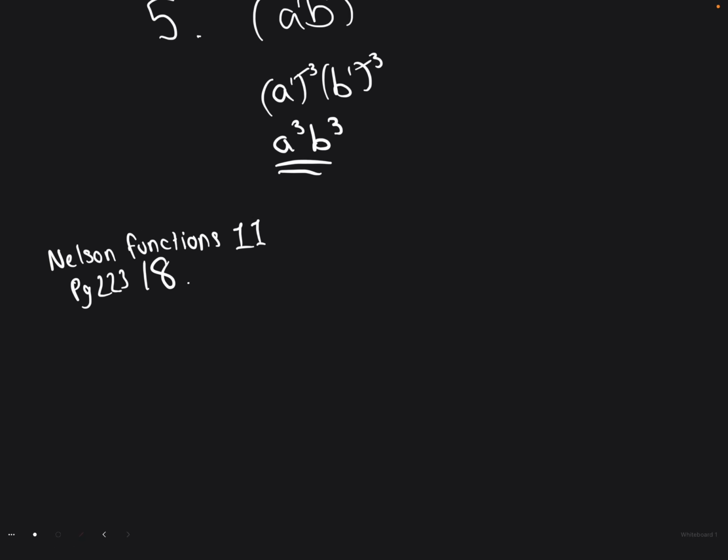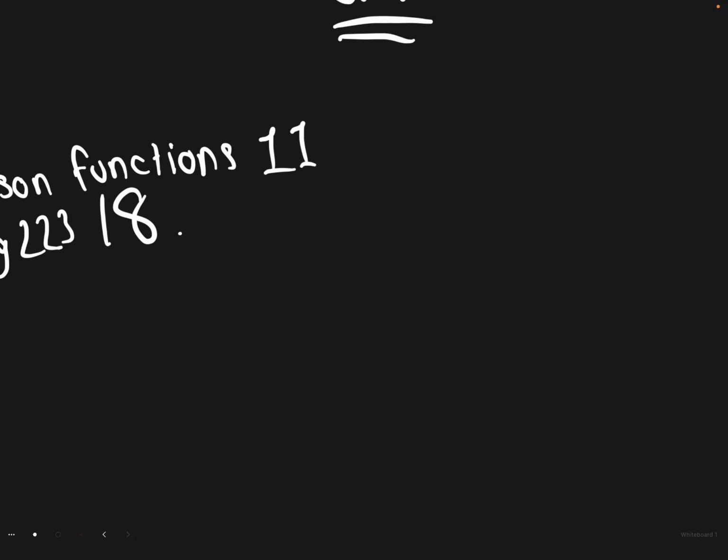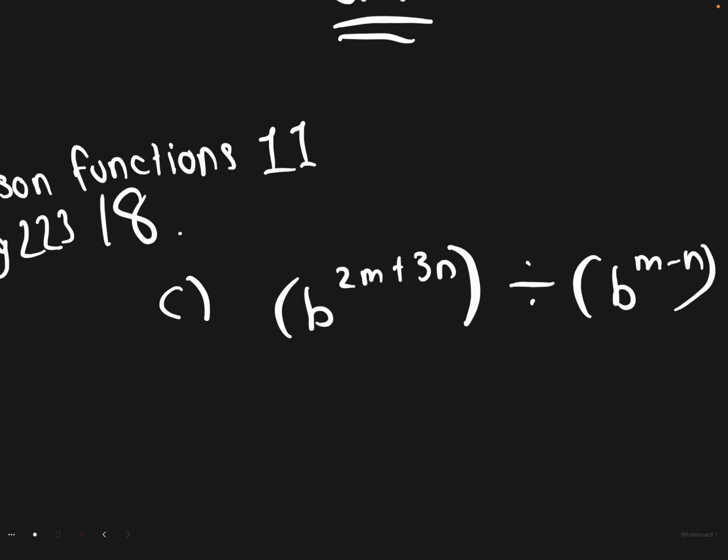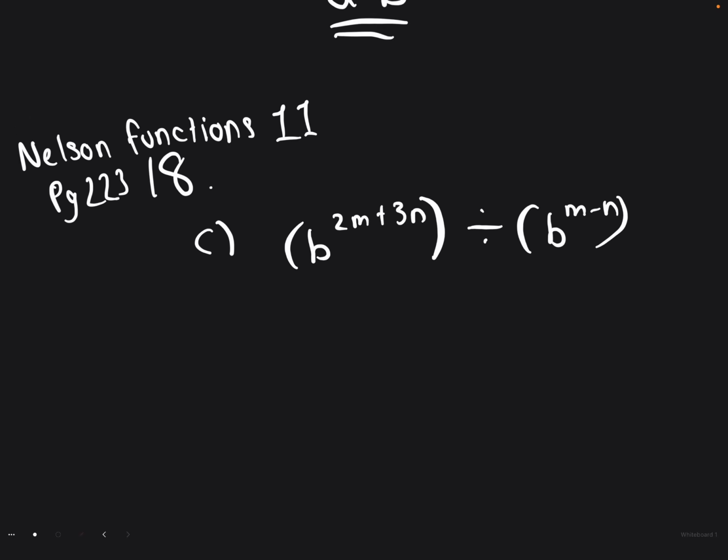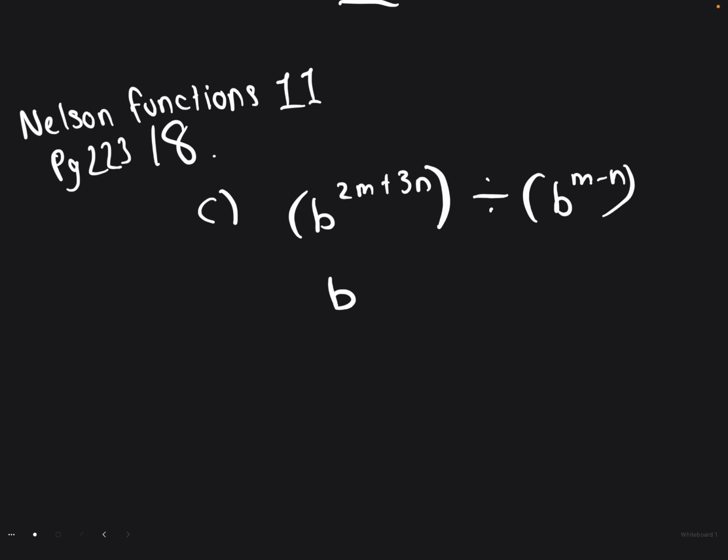Here we can see that this question states, so it's question 18C. It states b^(2m+3n) divided by b^(m-n). So you could solve this by either putting it into fraction form, or you could just solve it normally because the coefficients here are the same and you could apply the law of division. So instead of putting it into fraction form, I prefer to solve it using the law of division because it just makes things simpler and complicates them less.